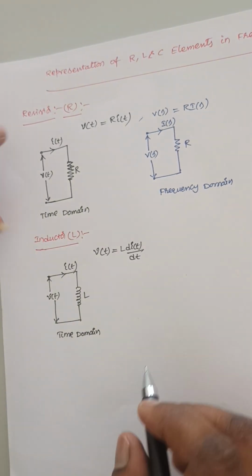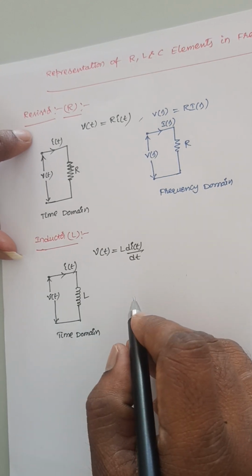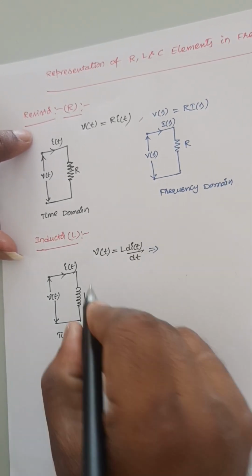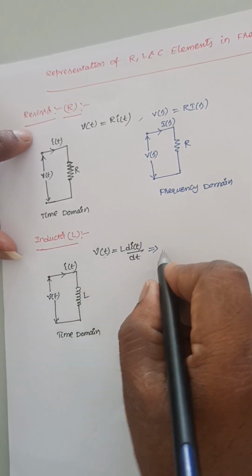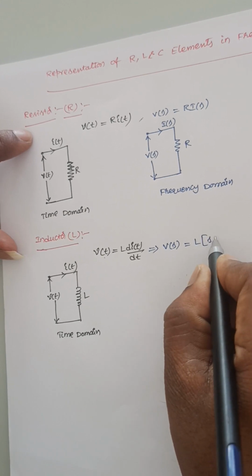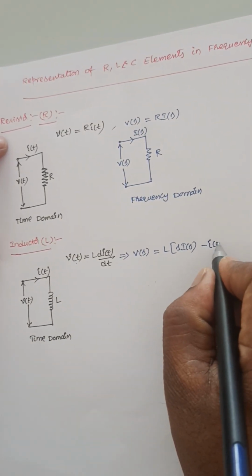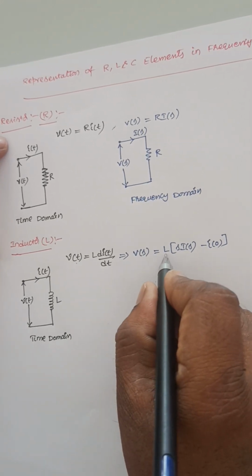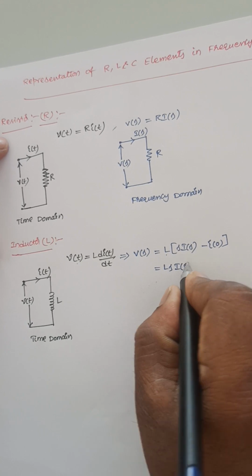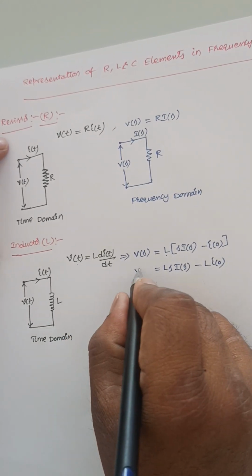Next, frequency domain representation. So apply the Laplace transform to represent this inductor in frequency domain. If I apply the Laplace transform, it will become V of S, that is L into S into I of S minus I of 0. L is the inductance here. So it is Ls into I of S minus L into I of 0. It is V of S.